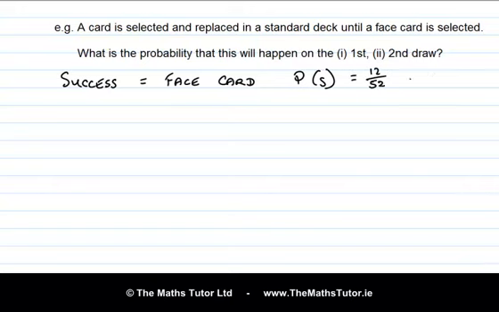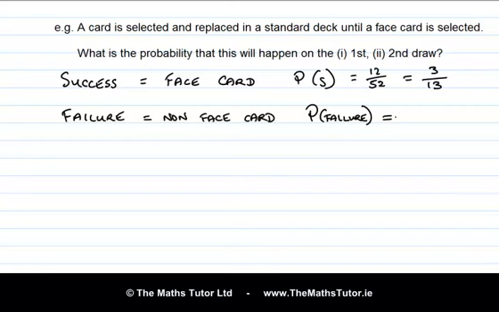So simplifying that, that's 3 over 13 is the probability of success. Failure is to draw any other card. So the probability of failure, well, there are 40 non-face cards in the pack. That's 10 over 13. So now we can draw a tree diagram to represent the trials.